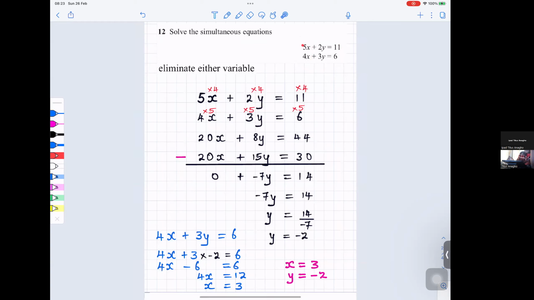The number in front of x there is 5, and the number in front of x there is 4. So I want a common multiple of 5 and 4. So I'll use 20. If I want to make the first one 20, I times by 4. 5 times 4 will make 20. And if I want to make the other one 20, it'll be 4 times 5. So I'll times by 4 for the first and times by 5 for the second.